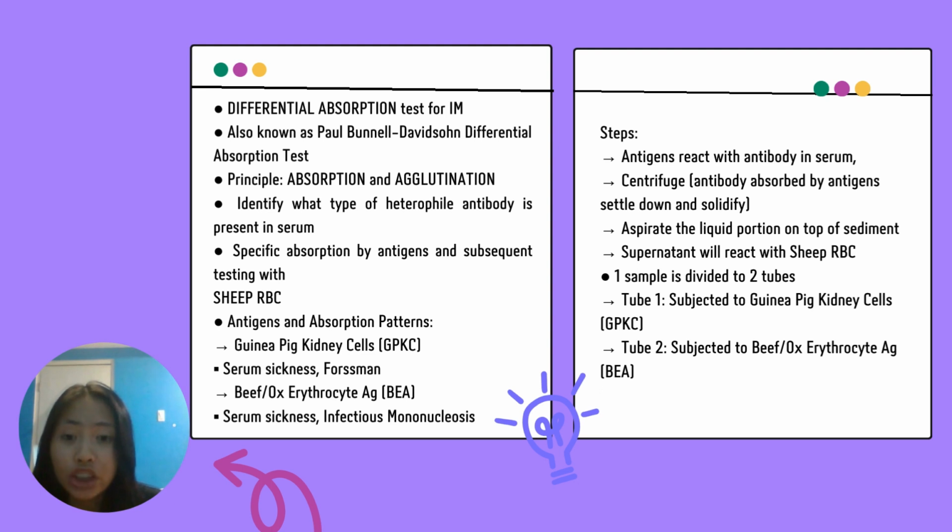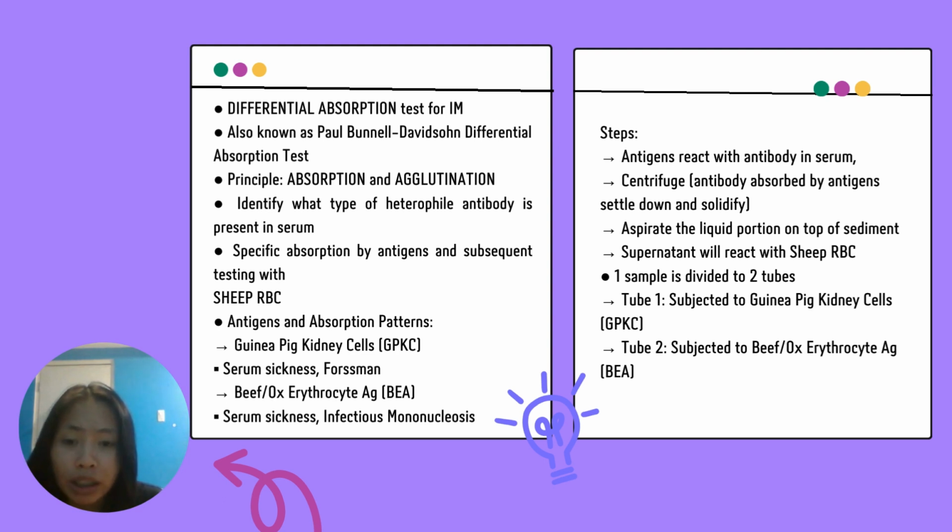So how is the differential absorption test performed? This is performed on a blood sample. The blood sample is divided into two aliquots and each aliquot is incubated with a different antigen: GPKC, or the guinea pig kidney cell, for one aliquot and beef erythrocyte antigen for the other aliquot. After incubation, the aliquots are centrifuged and the supernatants are tested for agglutination with sheep red blood cells.